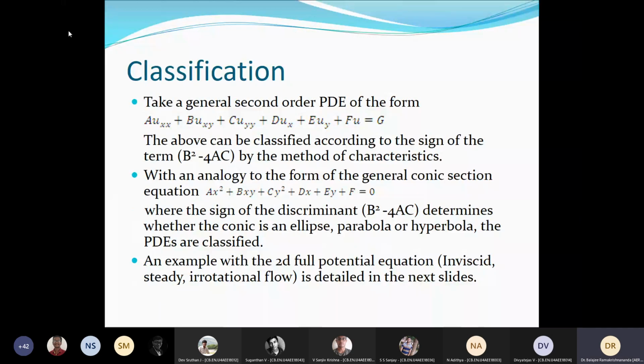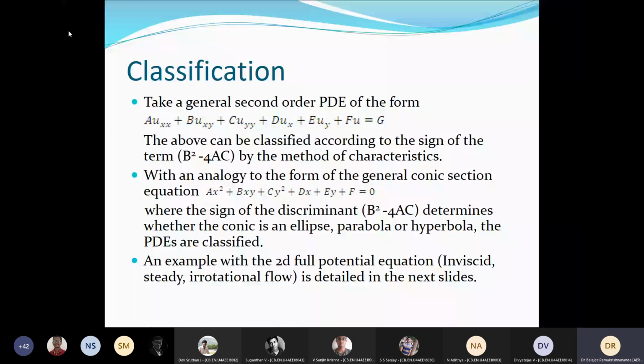So exactly what you have done. Take a general second order PDE of this form. Uxx is del squared u by del x squared, Uxy is del squared u by del x del y, Uyy is del squared u by del y squared. Again, Ux, Uy are del u by del x and del u by del y. U is a function.